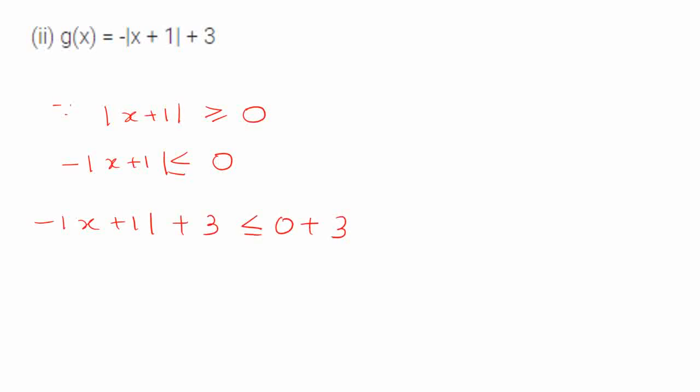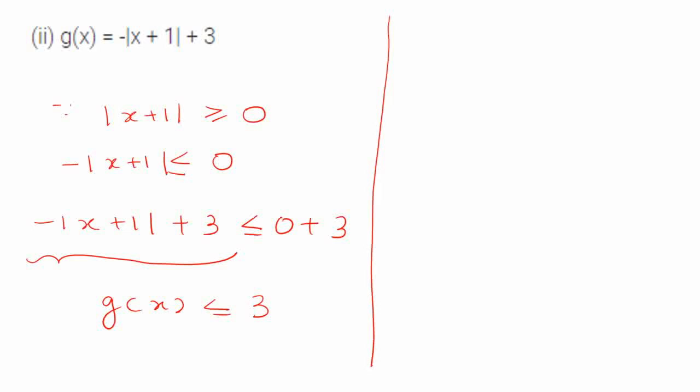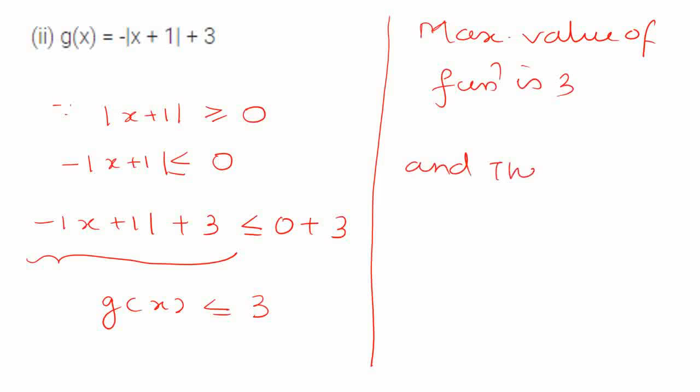But what is this? This is our function g of x is less than or equal to 3, we got. So what we can write? See, g of x is less than or equal to 3 means maximum value of function is 3 and there is no minimum value of the function.